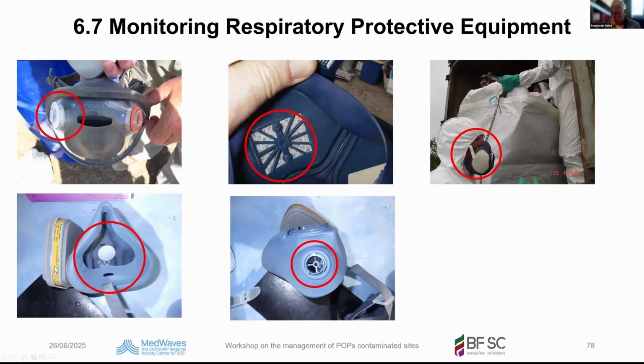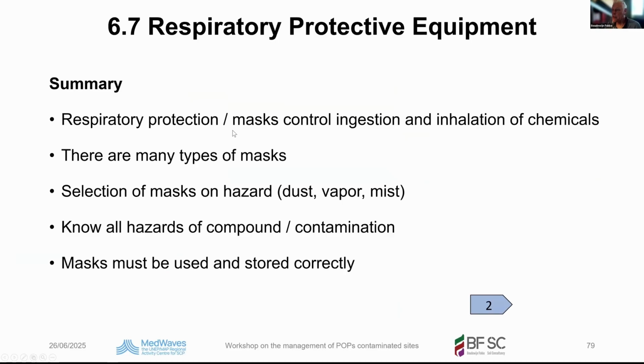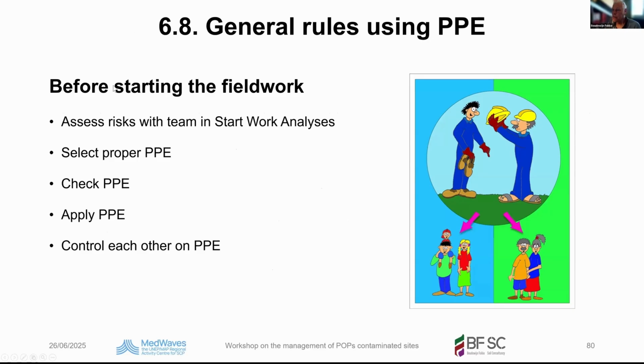And here you see the color band. Summary, respiratory protection, mask control, ingestion and inhalation of chemicals. There are many types of masks, selection of mask based on hazard: dust, vapor and mist. Know all hazards of the compounds and the contamination. Masks must be used and stored correctly. General rule: before starting the fieldwork, assess risk with a team in the start work analysis, select proper PPE, check the PPE, apply and control each other during work.